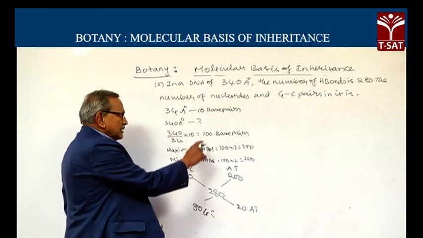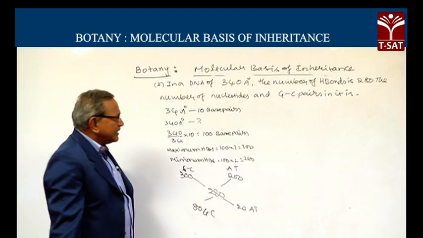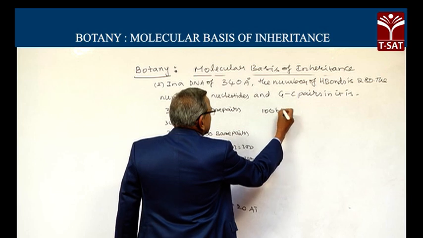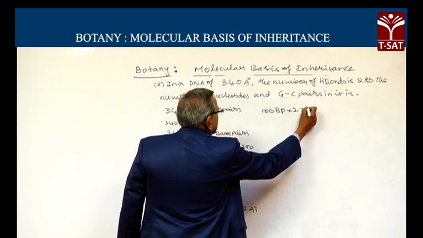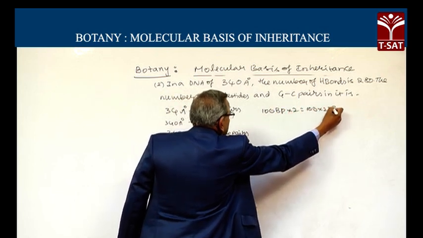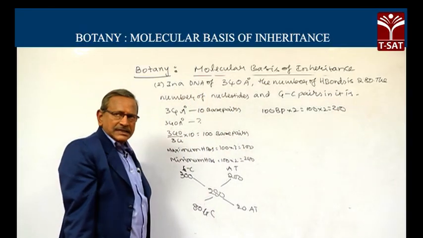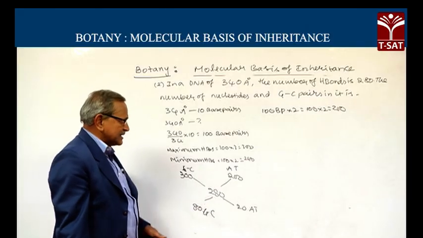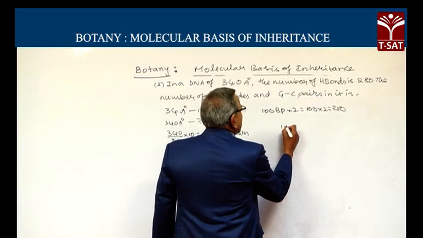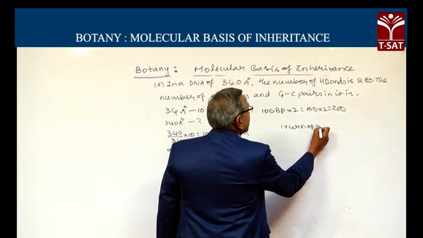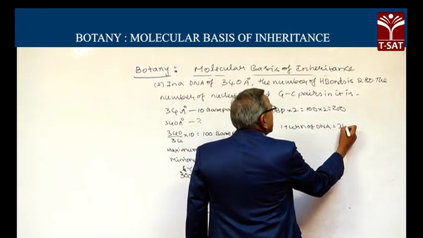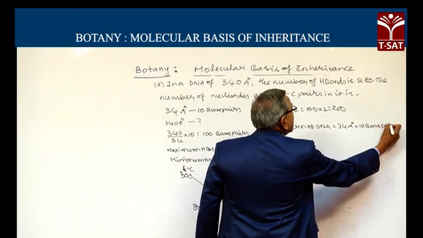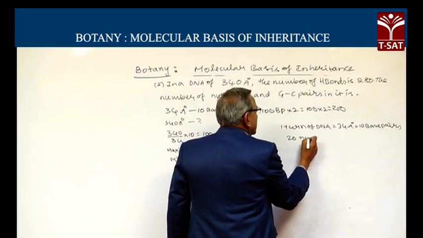And what is the total number of nucleotides? 100 base pairs means 100 into 2. So the first part of the answer: 100 base pairs into 2, 200 nucleotides are there. What is the logic behind this? Let us consider one turn of DNA: 34 angstroms, 10 base pairs, 20 nucleotides.